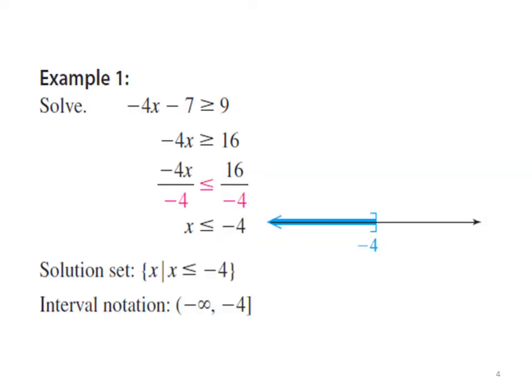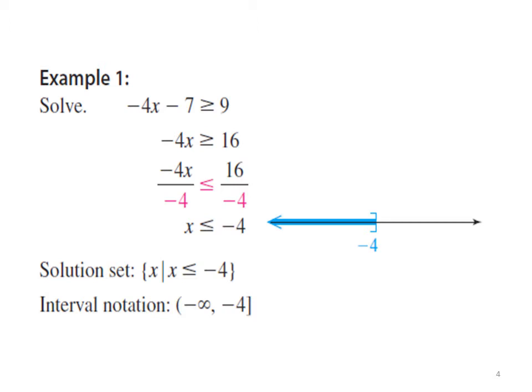More specifically, we will look at an example of solving a linear inequality. The inequality we will solve is minus 4x minus 7 is greater than or equal to 9. We will be using the properties we just looked at. We'll start by trying to isolate the x term. Add 7 to both sides. We have minus 4x is greater than or equal to 16.